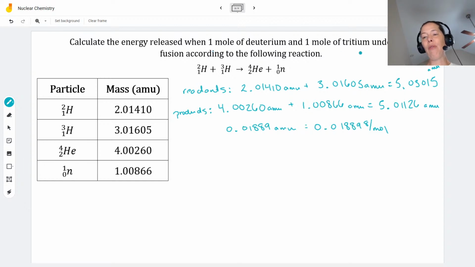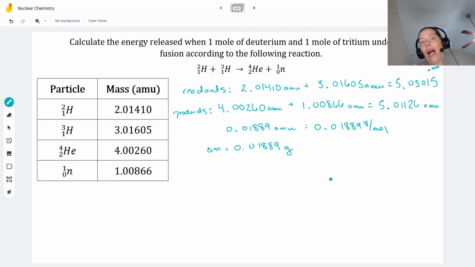Now this is where having the 1 mole is so helpful. If we have 1 mole of these reactants, it means that our difference in mass between reactants and products is simply this number times 1. So our difference in mass here is 0.01888 grams. All right, so we have a difference in mass. We have lost mass, and that mass has been converted into energy.